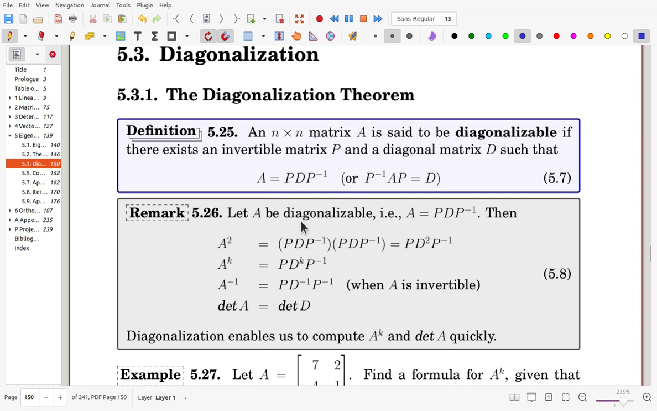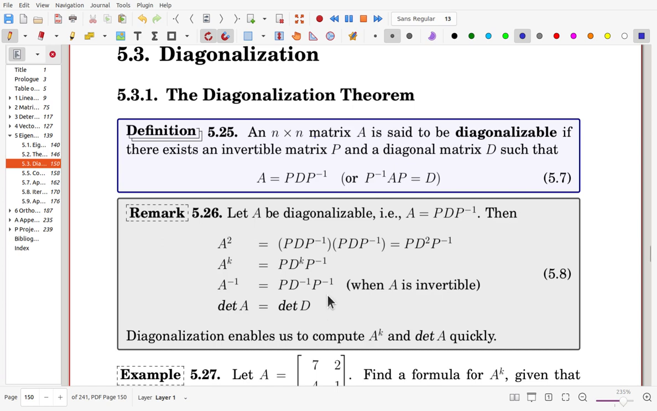If A is diagonalizable, we can write it in this way, and A squared, here P inverse P will be cancelled, so that we get P D squared P inverse. Using the same argument, we can get A to the K to be P D to the K P inverse. Also, using the same logic, we can get A inverse if A is invertible: P D inverse P inverse.